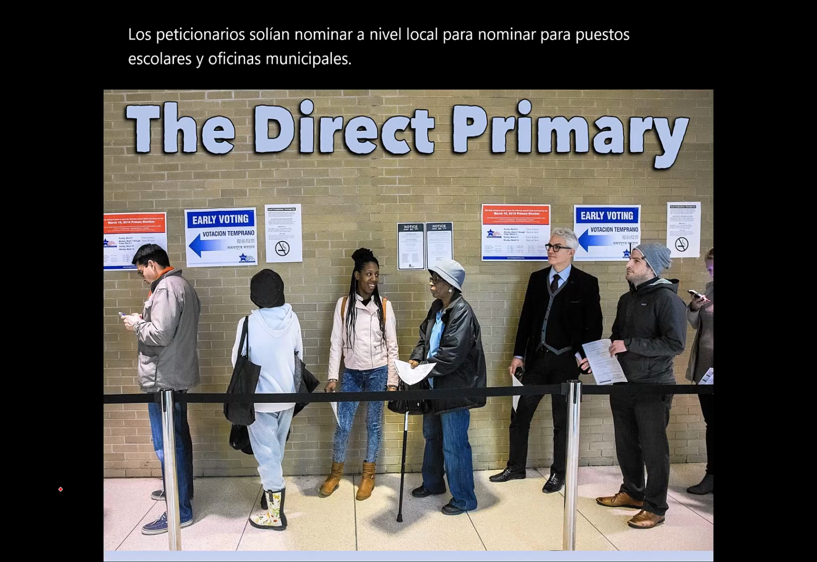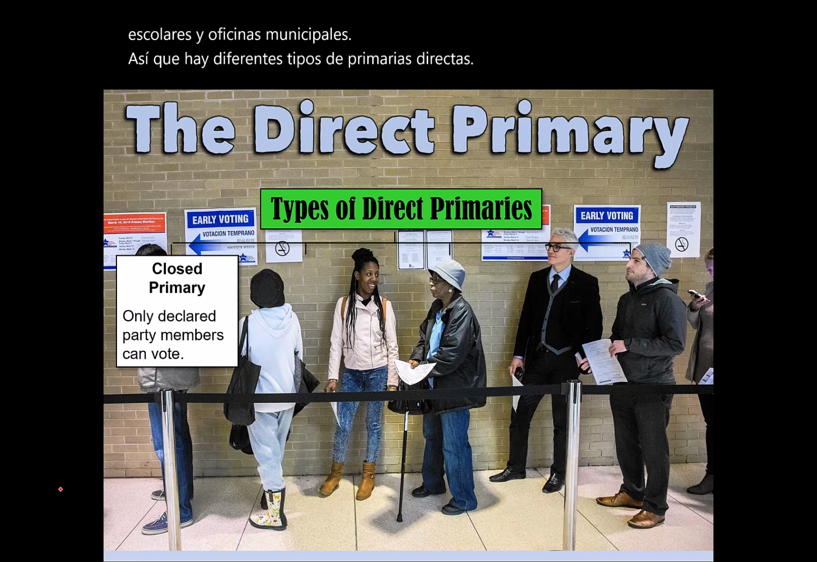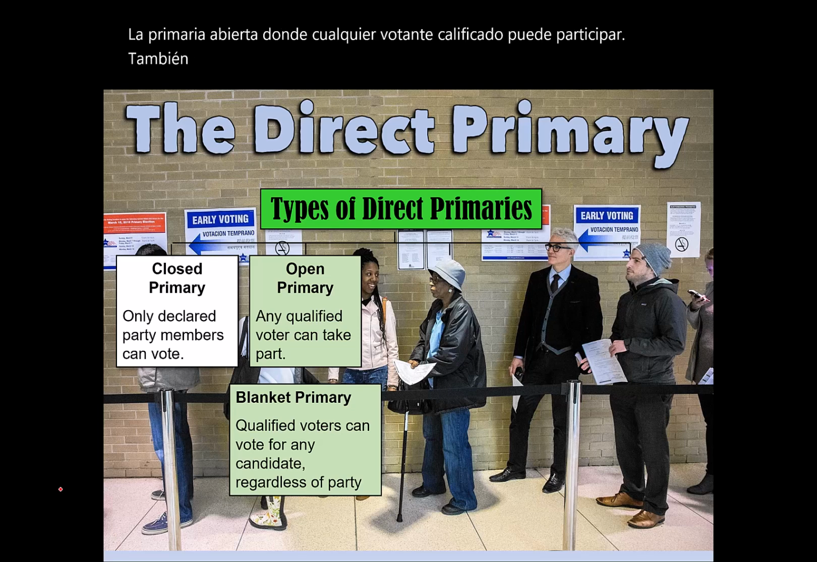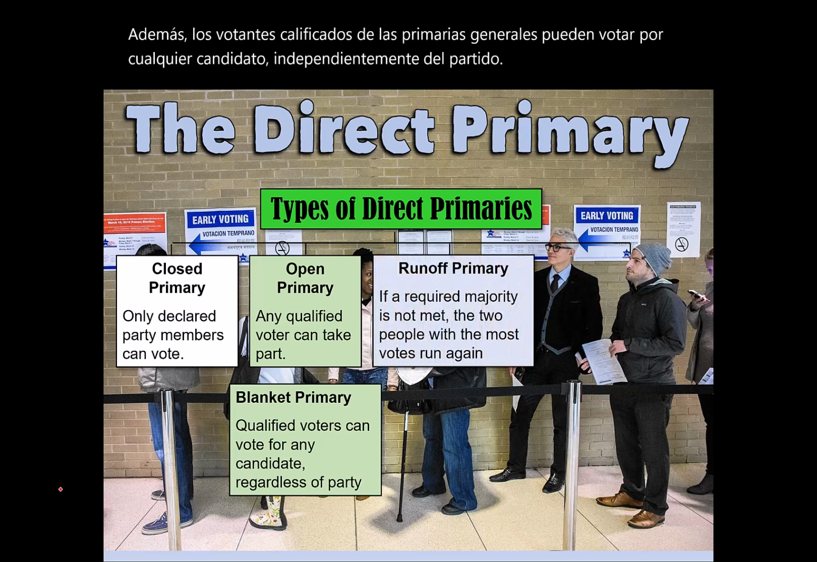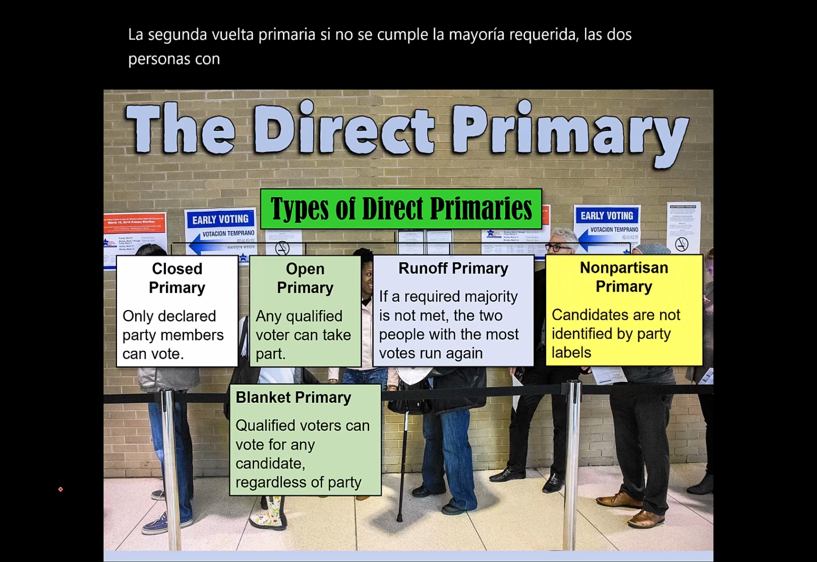The direct primary. So there are different types of direct primaries. The closed primary, where only declared party members can vote. The open primary, where any qualified voter can take part. Also, the blanket primary. Qualified voters can vote for any candidate regardless of party. The runoff primary. If a required majority is not met, the two people with the most votes run again. And the nonpartisan primary, where candidates are not even identified by party labels.